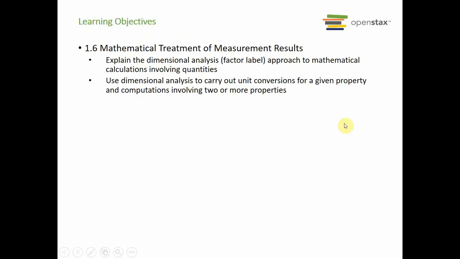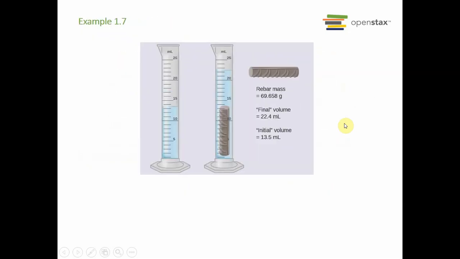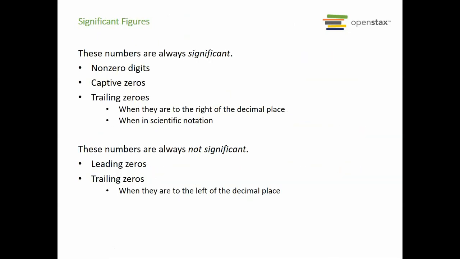Okay, what I want to do is go back to this slide. These numbers are always significant. Trailing zeros are significant when they are to the right of the decimal place. I would say to the left of the decimal place, because as soon as you put that point, you're saying that it's significant. If you don't have the point there, it's debatable whether they are significant or not.